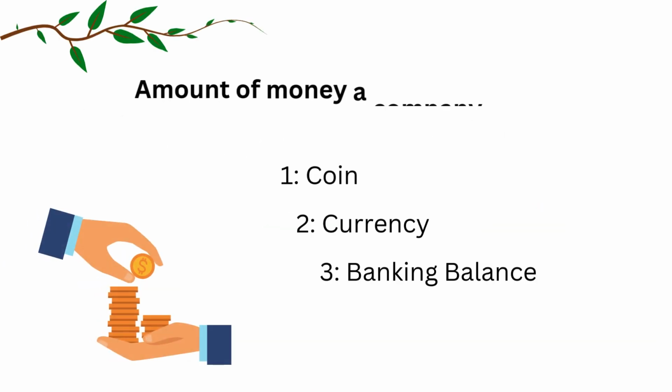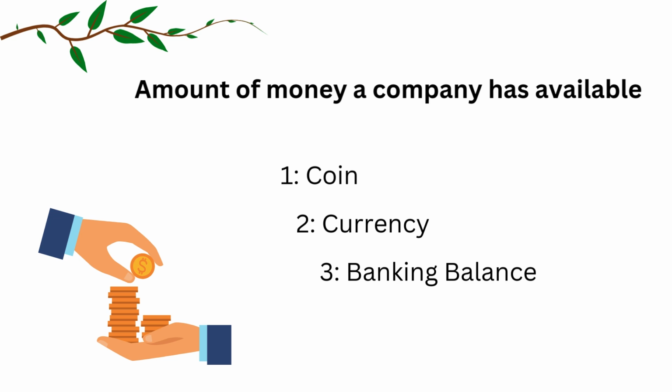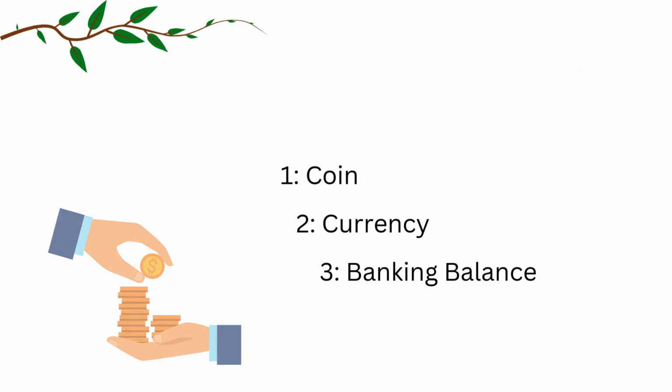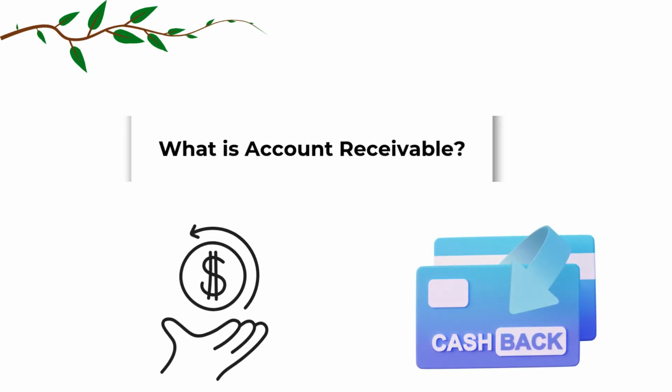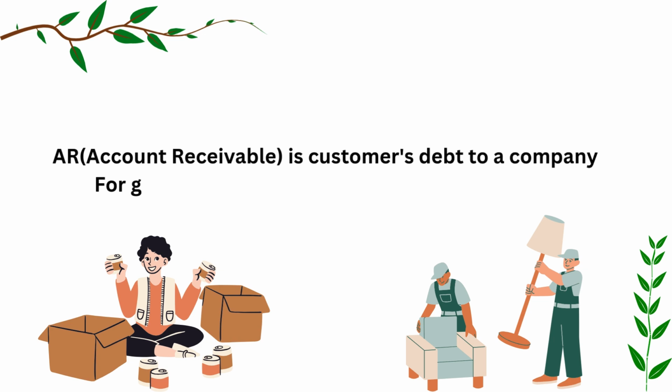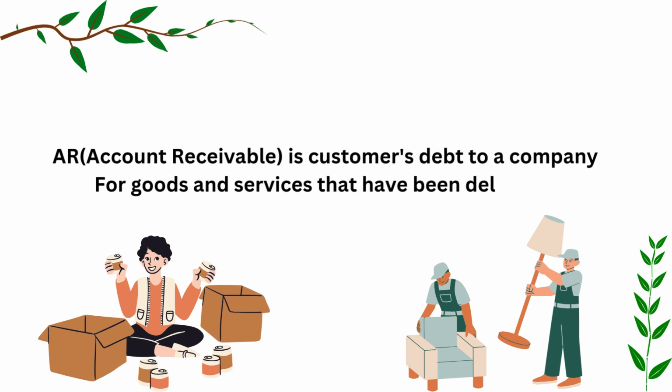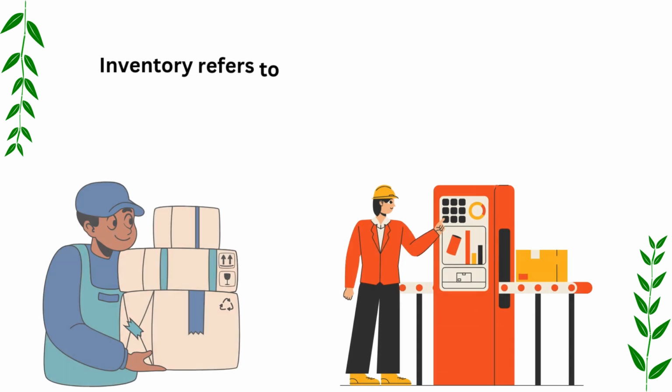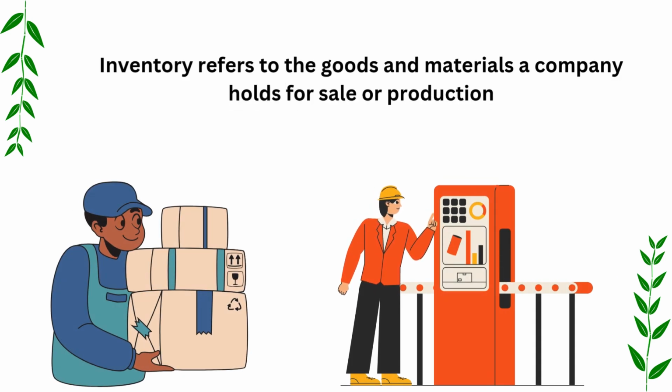So now what about the cash? As you know, cash is like currency or coin or banking accounts, the amount of money a company has available. The next definition is account receivable. Account receivables are customers' debt or obligation to a company for goods and services that have been delivered. Then we have inventory. Inventory refers to all products we have in our storeroom and ready to sell, or all the raw materials we use to produce the products.